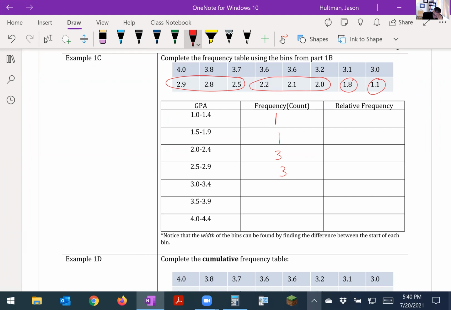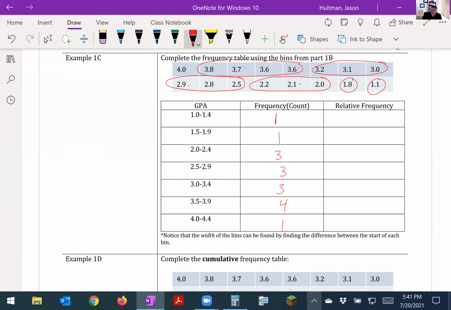From 3.0 to 3.4. Now, why am I using 3.4 and not 3.5? Because to go to 3.5, I would be in the next bin, and we can only have one place past the decimal in our GPAs. That's how we do the GPAs here. So 3.0 to 3.4, that's another 3 here. 3.0 is included in this bin. So 3.0, 3.1, 3.2, that's another 3. 3.5 to 3.9, oh look at that, that's a big one, that's 4. And then 4.0 to 4.4, there's only one 4.0. So how many total data were there here? Well, there was 1, 2, 3, 4, 5, 6, 7, 8, 9, 10, 11, 12, 13, 14, 15, 16 pieces of data.